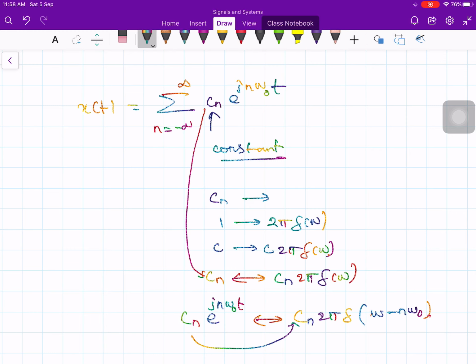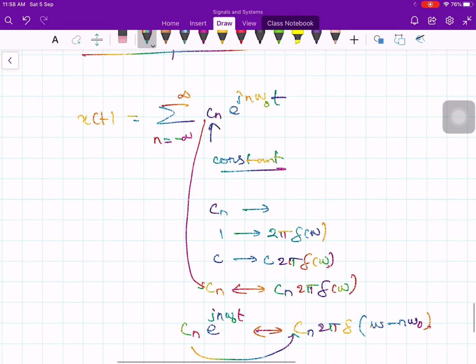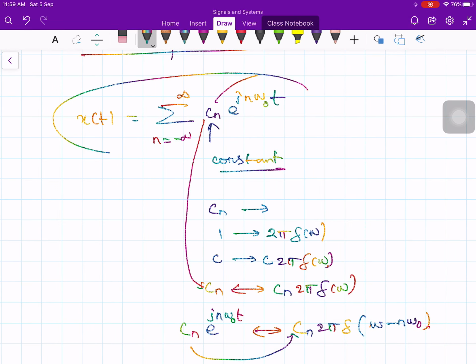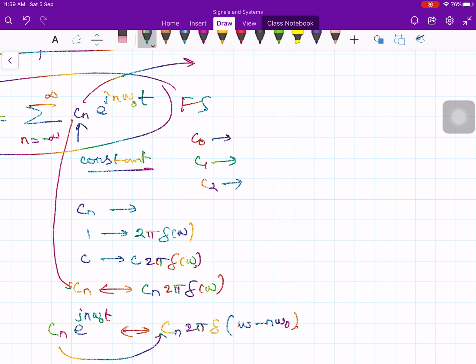So in this expression, each term in the Fourier series expansion will have a corresponding Fourier transform. So I have an infinite number of Fourier transforms here. I don't have only one Fourier transform. Each component, C0 has its Fourier transform, C1 has its Fourier transform, C2 has its Fourier transform, and so on and so forth. That means what? When you substitute n equals 0, you get C0. If you take the Fourier transform, C0 times 2 pi delta of omega.